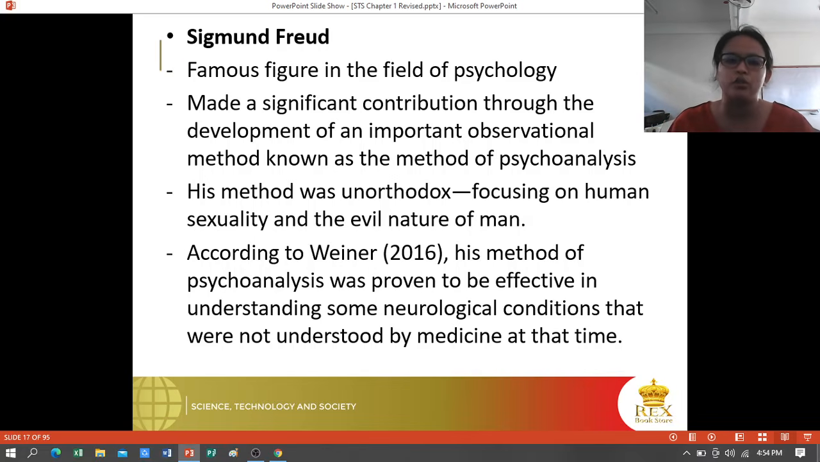So, he focused on human sexuality and the evil nature of man. Okay? According to Wiener 2016, his method of psychoanalysis was proven to be effective. So, imagine nyo, 2016 na yan, and yet nung 18th century niya pa ginawa ang kanyang method. But yet, 2016, talagang effective ang kanyang ginawa in understanding some neurological conditions that were not understood by medicine at that time.